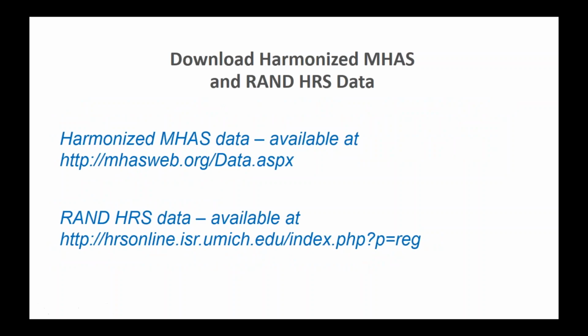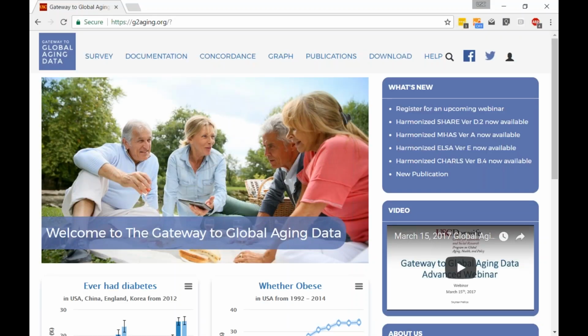So the first thing we need to do is download the harmonized MHAS and the RAND-HRS data. I have the websites here. Harmonized MHAS data is available on the MHAS website, and the RAND-HRS data is available on the HRS website, which is part of the University of Michigan. If you would like direct links to these, I would suggest that you visit the Gateway to Global Aging data, available at g2aging.org.